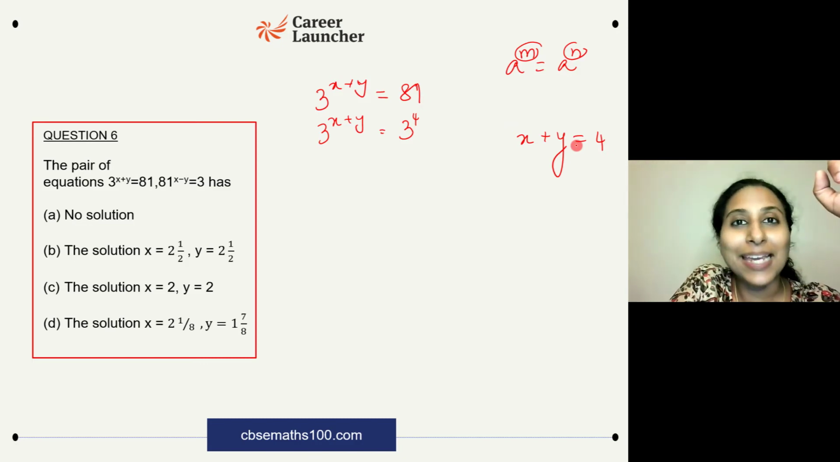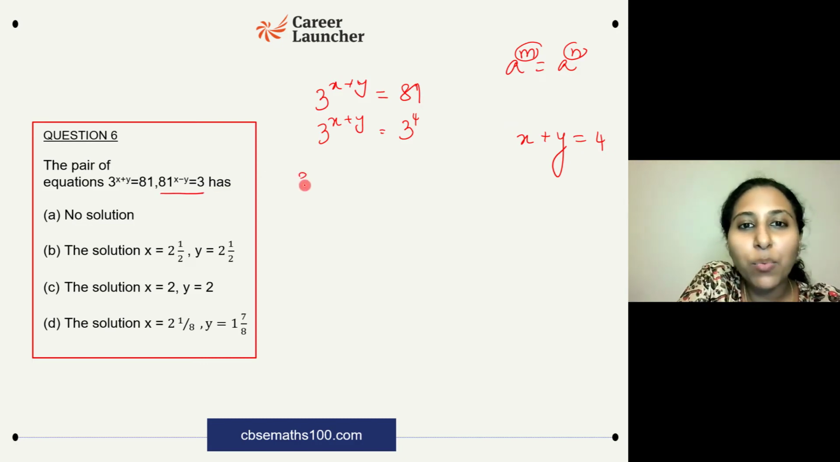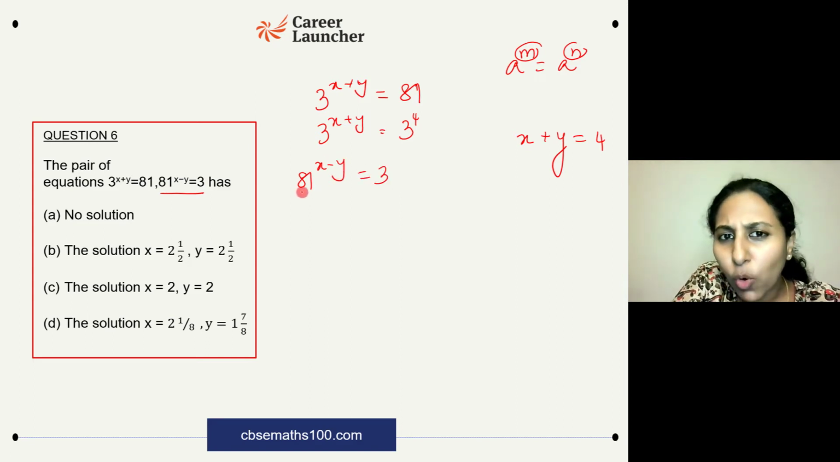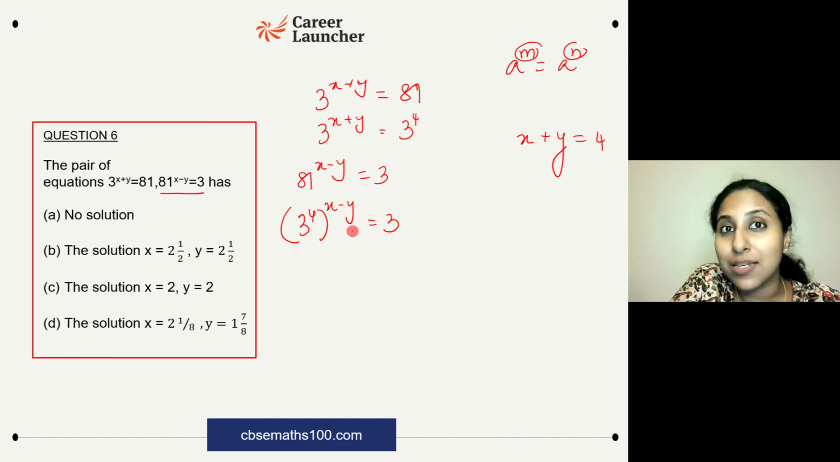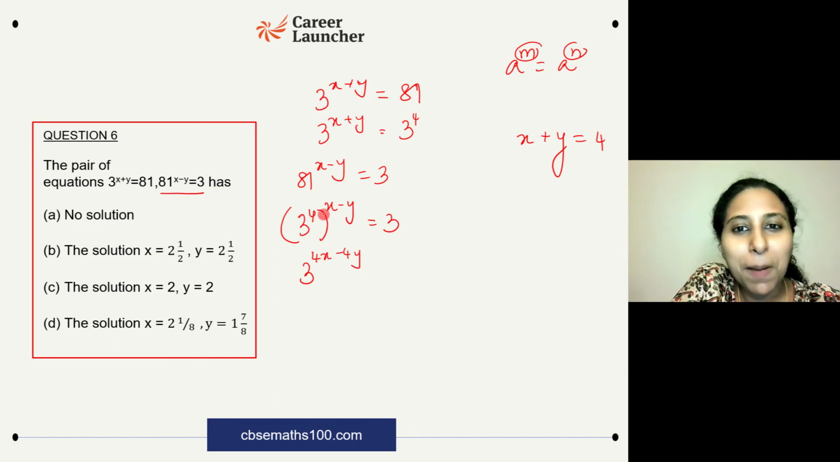Now let's try out the second equation. We have 81 to the power x minus y is equal to 3. Now we know that this 81 is the same as 3 to the power 4. So we have 3 to the power 4 raised to x minus y is equal to 3. The base is the same now, 3. Let us simplify this exponent. This would be 3 to the power 4x minus 4y. We have to multiply the powers over here. So you get 3 to the power 4x minus 4y is equal to 3.